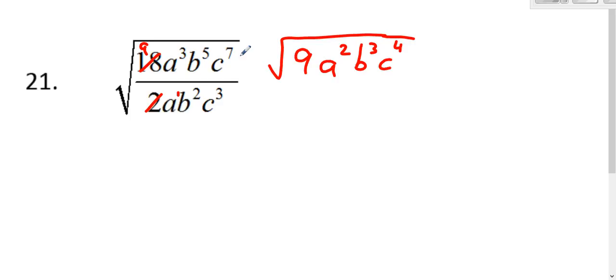Since this is a square root, the index is 2. Square root of 9 is just 3. Square root of a squared is just a. Square root of b to the third, you could think of that as a fraction, 3 over 2. So it's 1.5, so 1 comes out. The 1/2 goes back in, it's a square root of b. And then c to the fourth, again, you're dividing 4 divided by 2, you get 2, so c squared out.